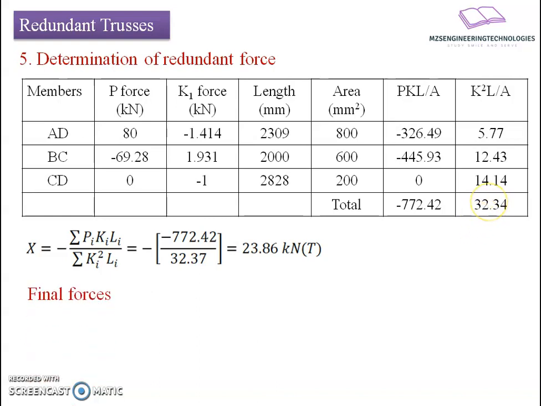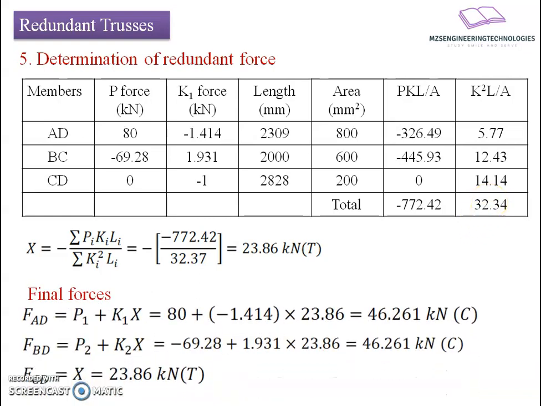Okay, now final forces. If I want to find out the final forces in the member, force in member AD will be P1 plus K1 times of X. P1 we know the value is 80 and K1 is the coefficient of distribution of these redundant forces, which works out to be minus 1.414 multiplied by redundant force which we have found 23.86. The value comes to 46.26 kilonewton in compression.